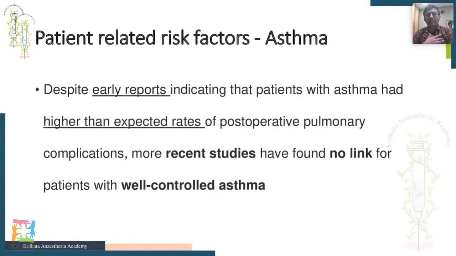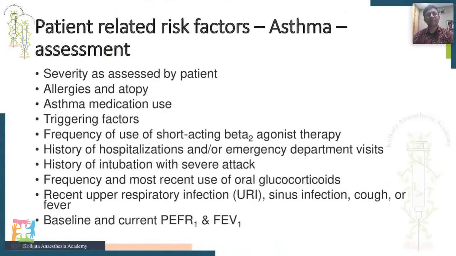Now, what about asthma? Earlier on, especially when we were doing residency, people thought that asthmatic patients have a significantly higher rate of pulmonary complications. If you look at data for the last couple of decades, you'll find that there has been little link to worse outcomes if, and this is very important to note, if the asthma is well controlled. So if you have an asthmatic, but well controlled, there is no higher risk than somebody who does not have asthma.